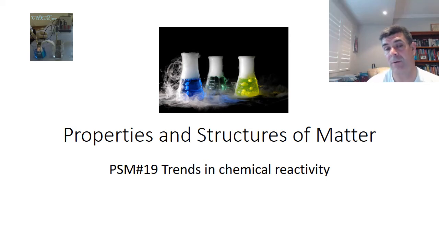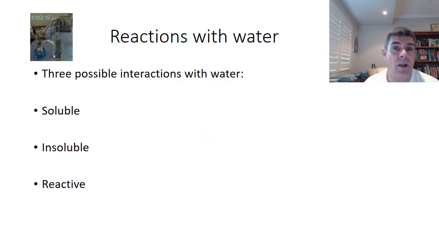Hi students, welcome to the Chem 300 series and the Properties and Structures of Matter, video number 19, Trends in Chemical Reactivity. In the last video we looked at the electron configurations, particularly the subshell notation, and what was happening in terms of the number of electrons in the outer shell was one of the key points to tell us something about reactivity.